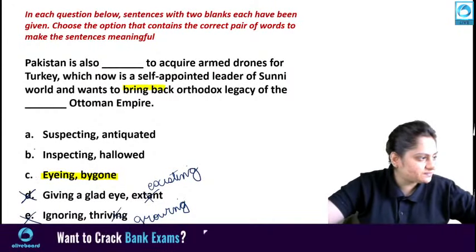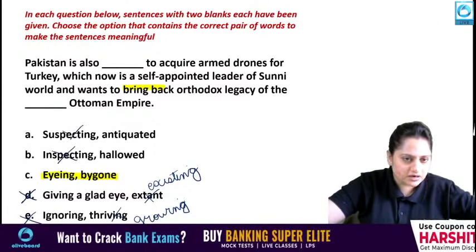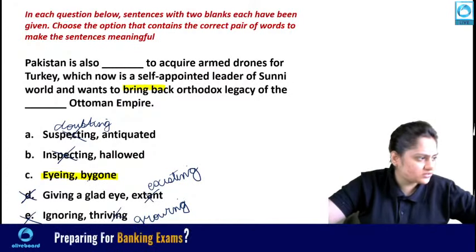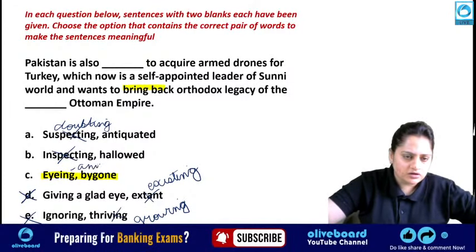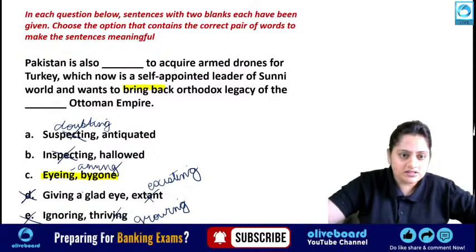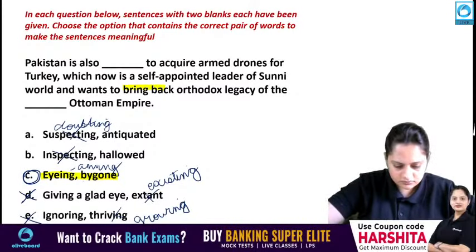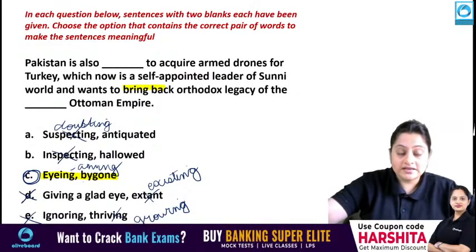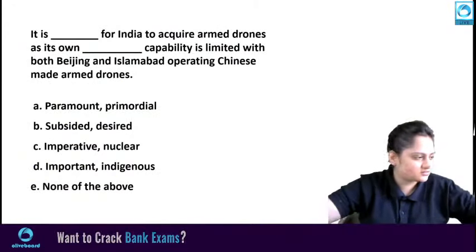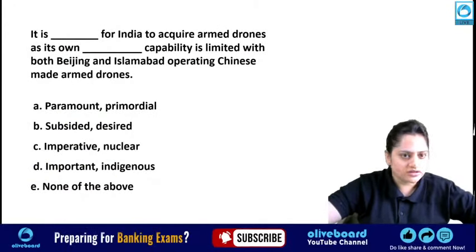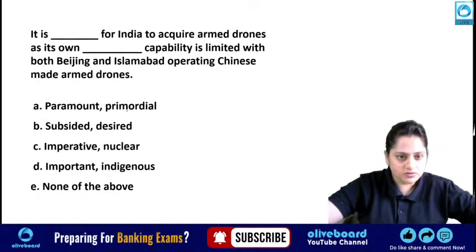Now, we are not inspecting anything or suspecting, doubting anything, so doubting will also be wrong. Eyeing to means aiming for, aiming to acquire the drones. Legacy of the bygone, old, previous. Clear? So you get hints here to cancel the words. From the two words in each option, you can cancel. Okay, next one, please.